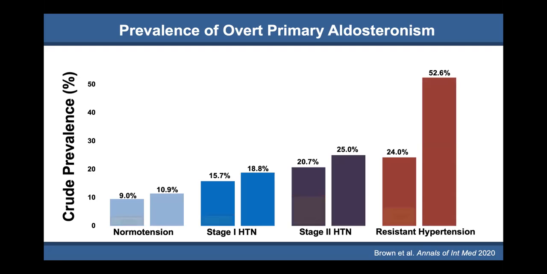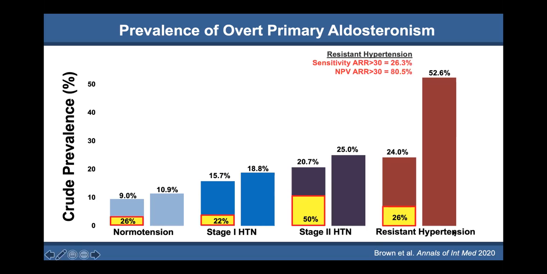Now, had we used an aldosterone to renin ratio to screen for these individuals, we would have only detected a small fragment of them. For example, the sensitivity of an aldosterone to renin ratio of 30 in resistant hypertension is only 26%. The negative predictive value is only 80%. So in resistant hypertension, where the pretest probability for primary aldosteronism should be very high, the aldosterone to renin ratio is neither good for ruling in or ruling out the diagnosis.